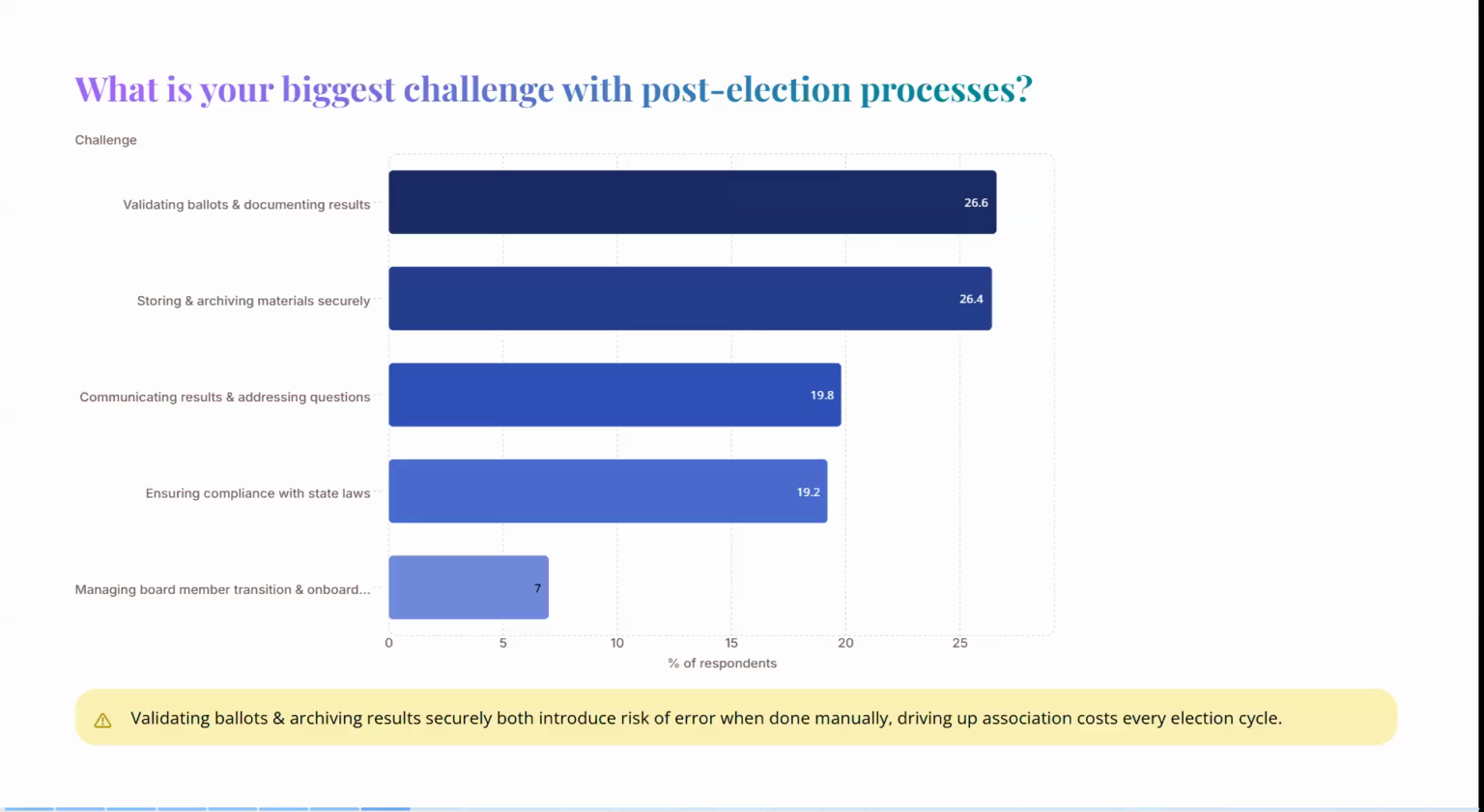When ballots are validated and archived manually, there's more room for error, whether that's a miscount, a missing document, or a record that's hard to locate months later. And that error carries a cost, both in the time it takes to fix and in the risk it creates if something is ever questioned down the line.